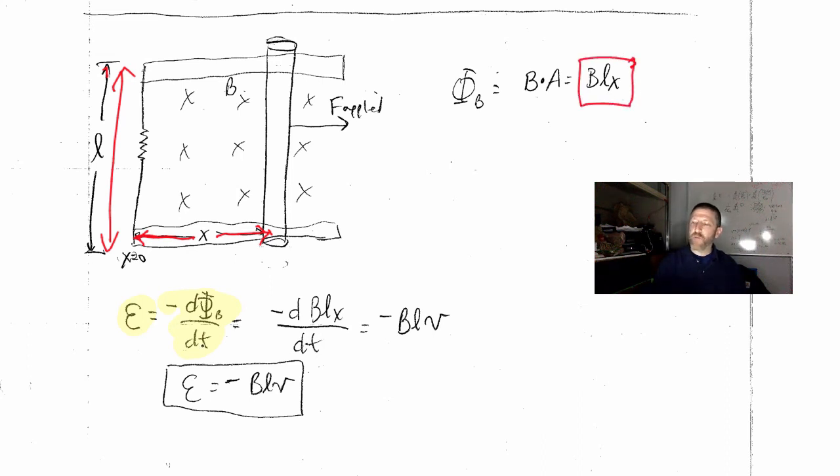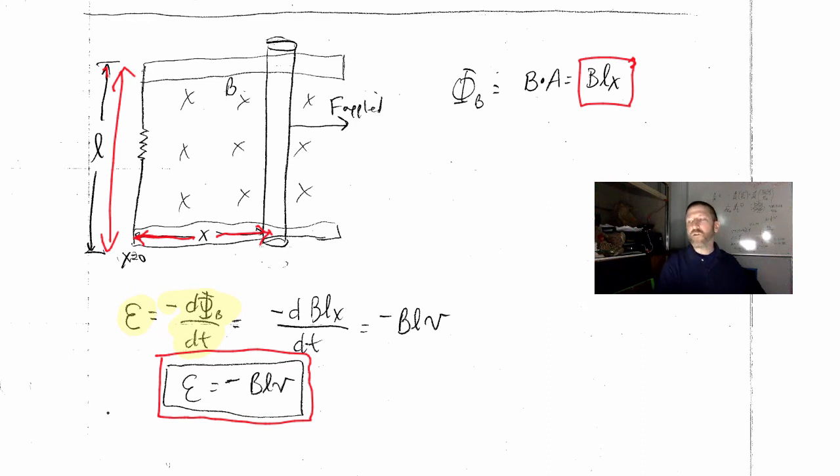To find the negative rate of change of that, it's negative d/dt times our flux, BLx. Only one of these is not a constant. Which one of these is not a constant? x is not a constant, so everything else we can bring out. We can bring out B and L. It's negative BL times the time rate of change of x. What is that? Yeah, it's just your velocity. So we have just found the EMF by Faraday's law: the same thing, negative BLv. That negative means it's going to try to keep the flux the same.